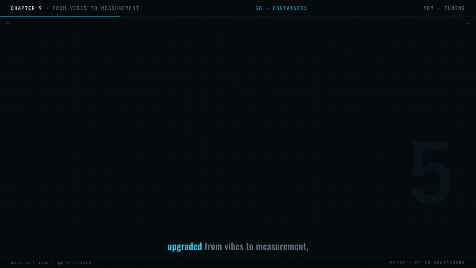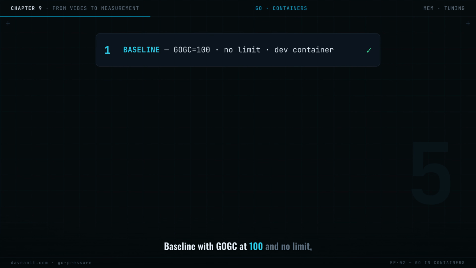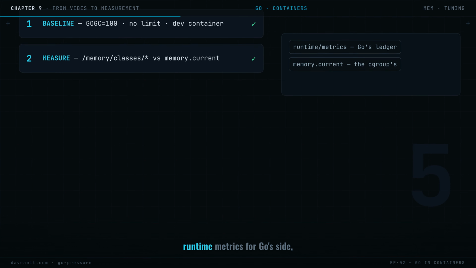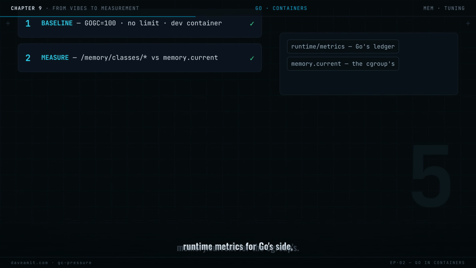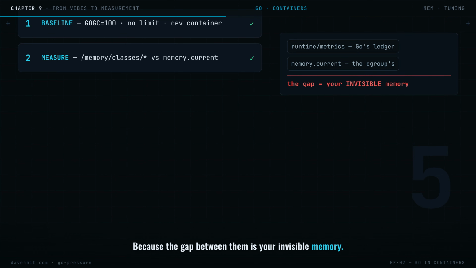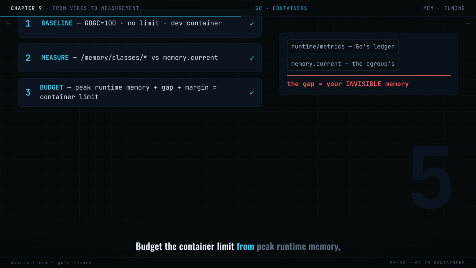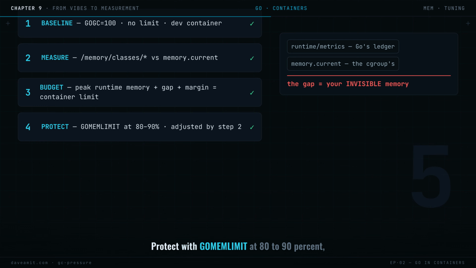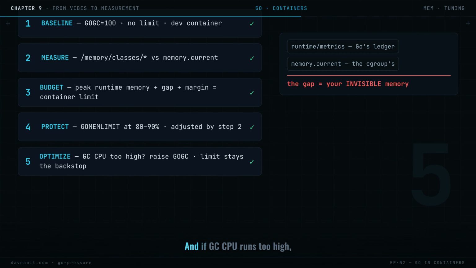And the workflow, upgraded from vibes to measurement, is 5 steps. Baseline with GOGC at 100 and no limit in a dev container. Then measure under real load: runtime metrics for Go's side, memory.current for cgroups, because the gap between them is your invisible memory. Budget the container limit from peak runtime memory plus that gap plus margin. Protect with GOMEMLIMIT at 80 to 90% adjusted by what you measured. And if GC CPU runs too high, raise GOGC and let GOMEMLIMIT be the backstop.